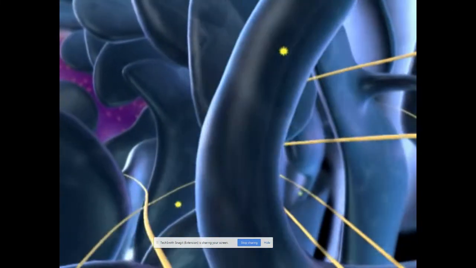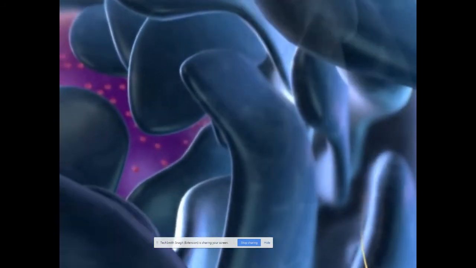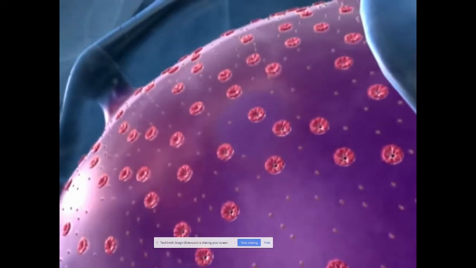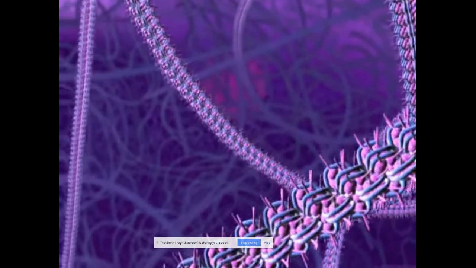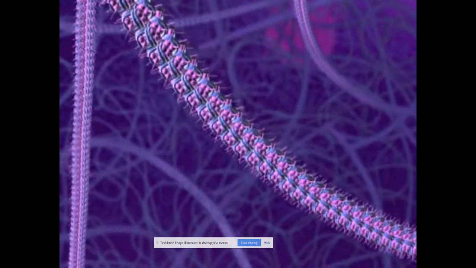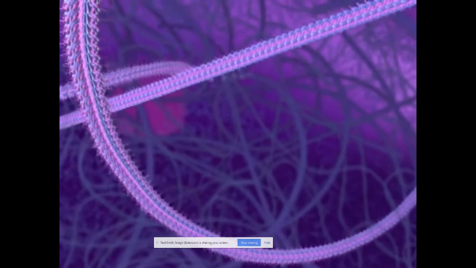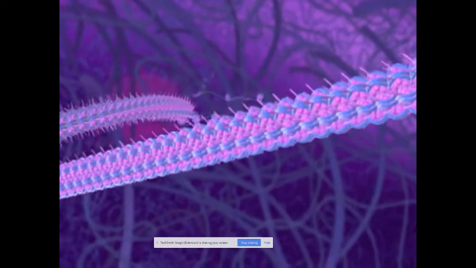Moving towards the nucleus, we pass by layers of internal membranes. The nucleus is enclosed by a double membrane called the nuclear envelope. Let's enter the nucleus through a pore. The nucleus houses the genetic material of the cell, DNA, which carries the blueprints for making the cell's proteins. Almost 2 meters of DNA is crammed inside the nucleus.